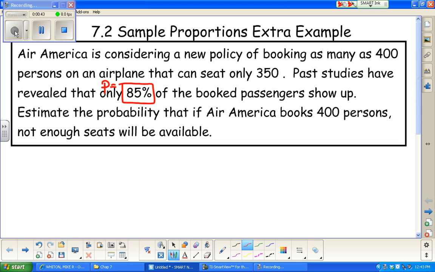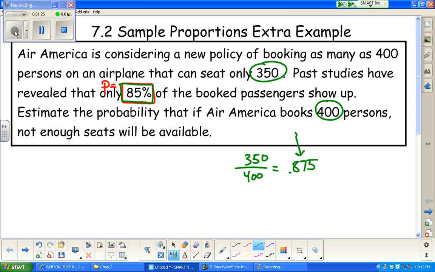Okay, so we're kind of saying, what are the chances that the sample proportion is 350 out of 400. So 350 out of 400, if you do the division there, that's going to give you a 0.875. Okay, so basically, from past experiences, again, 85% of booked passengers show up. They want to say, how likely is it that if you take 400 people, you're going to get a sample that has 87.5%. Okay, because if that happens, this thing's overbooked and not enough seats would be available.